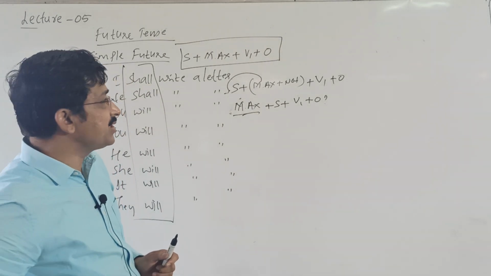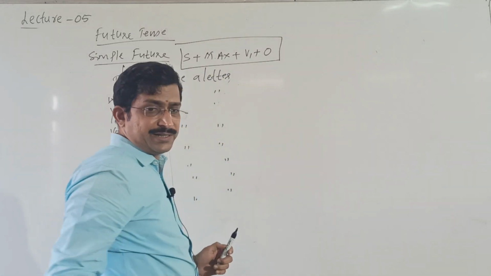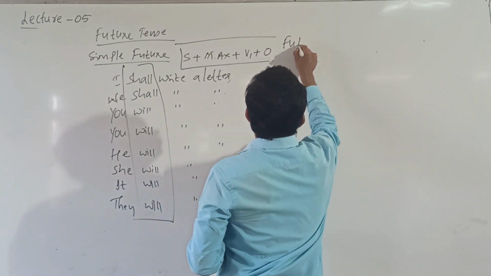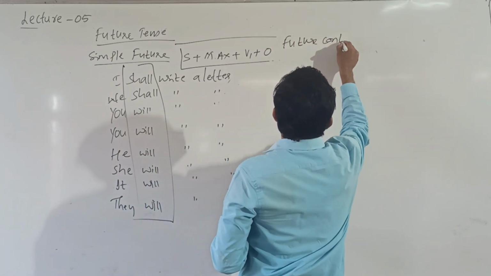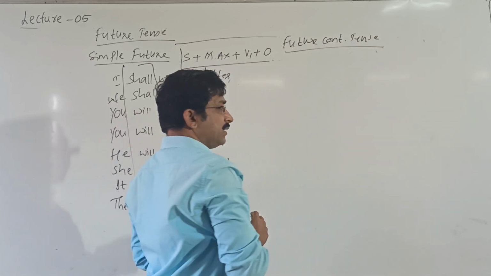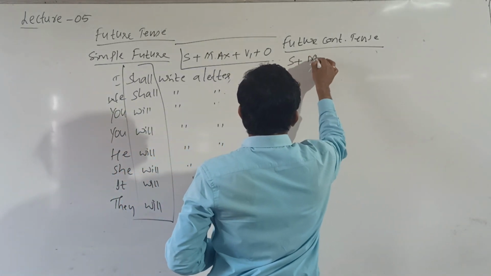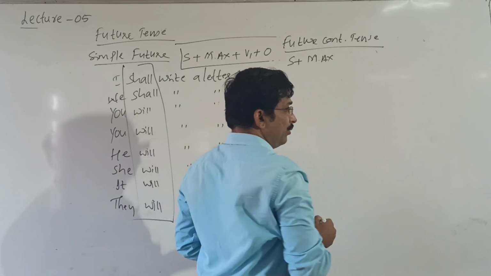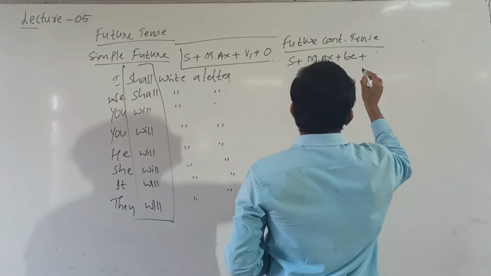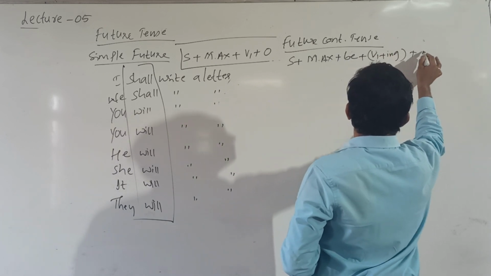Now future continuous tense. Standard structure is S plus modal auxiliary plus B plus V1 plus ing plus object.